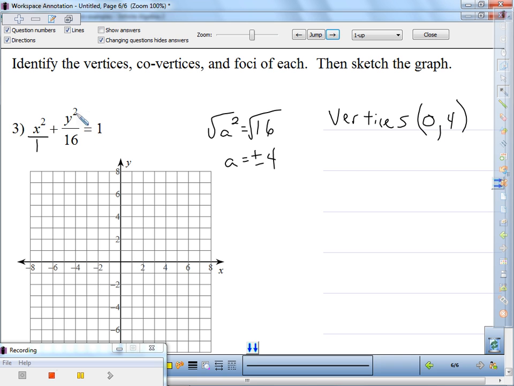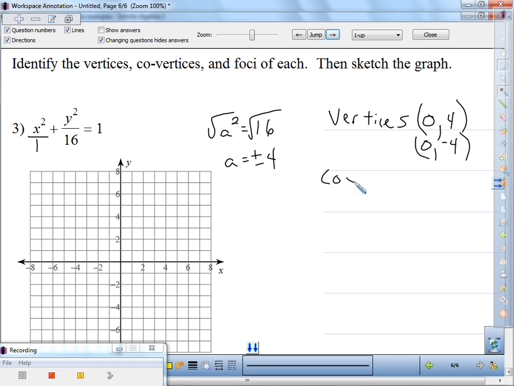Alright, you see how this is underneath y? The 16? Right here. 16 is underneath y squared. Okay? And so that's why the 4 is in the y location. So that'd be 0 and then negative 4 as well. Okay? So that would be our vertices.